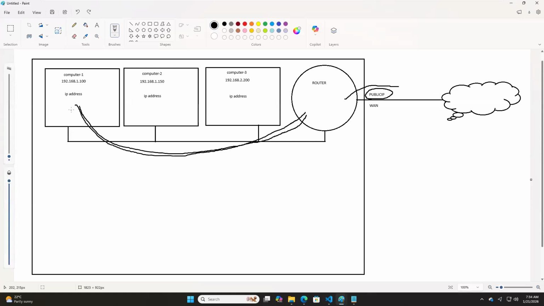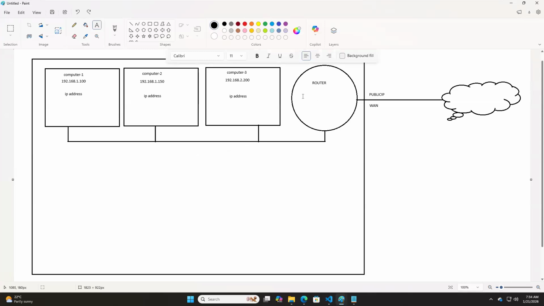Now, this kind of translation is called NATing. The conversion of private IPs into public IPs is called NATing. So in your router, you will have this. NAT means Network Address Translation. So now you have clarity on how private IPs connect to public IPs.